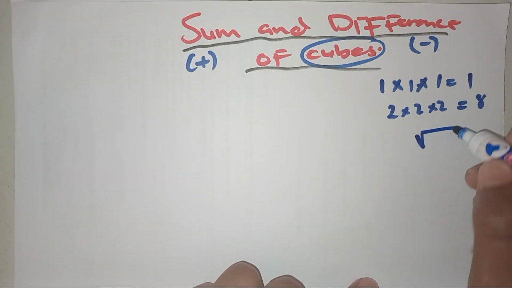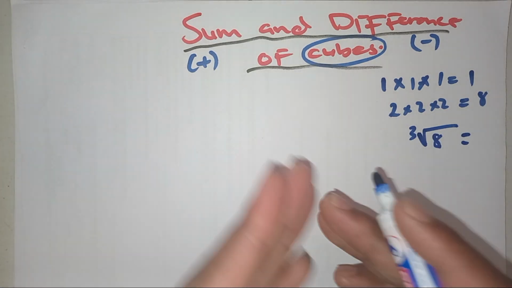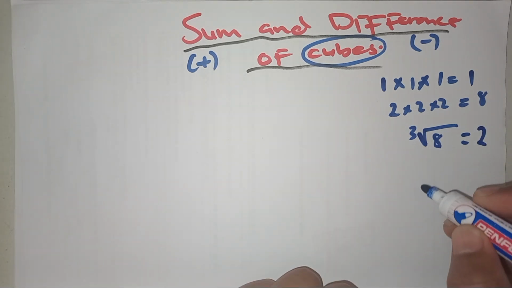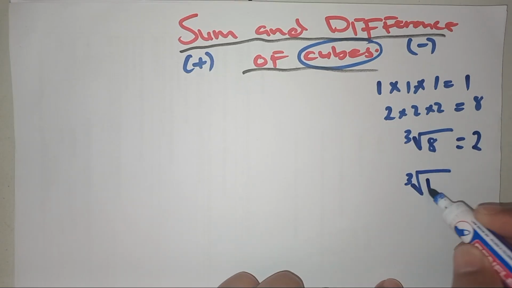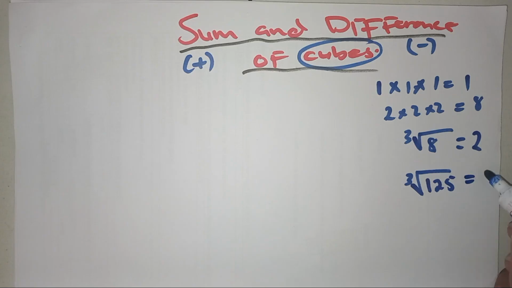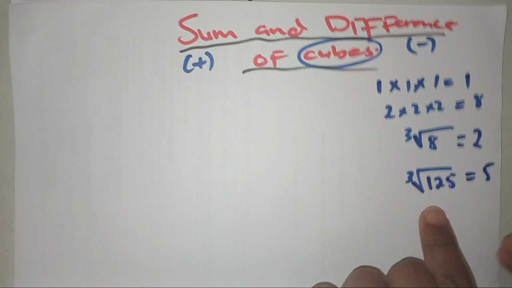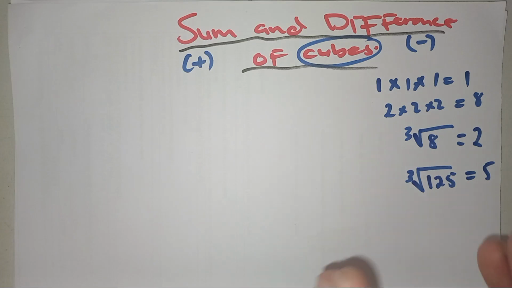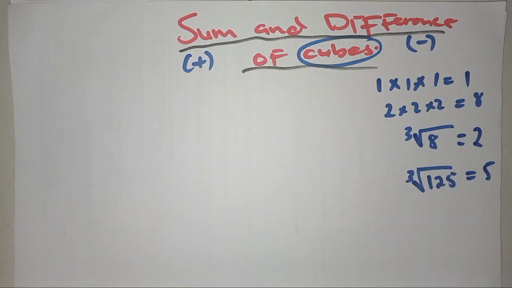You are going to get the cube root by plugging the number into the cube root on your calculator. If you do the cube root, not the square root, guys, of 125, you're going to get 5. It means that the cube root of 125 is 5. I hope you understand what I'm trying to say. It means that if you multiply 5 by itself 3 times, you are going to get that cube.